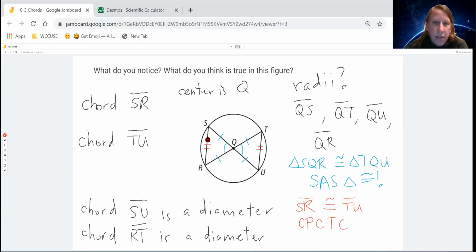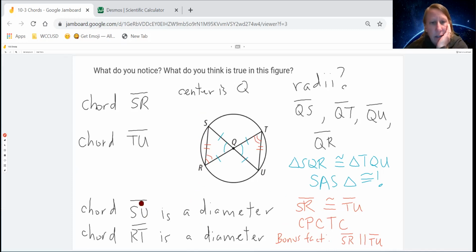Someone in class also said that they're parallel. Do they look parallel? They are parallel. Bonus fact: chord SR is parallel to chord TU. You can prove that by showing that these angles are congruent, and then because they are alternate interior angles, the lines have to be parallel. So there's a lot going on in this picture.